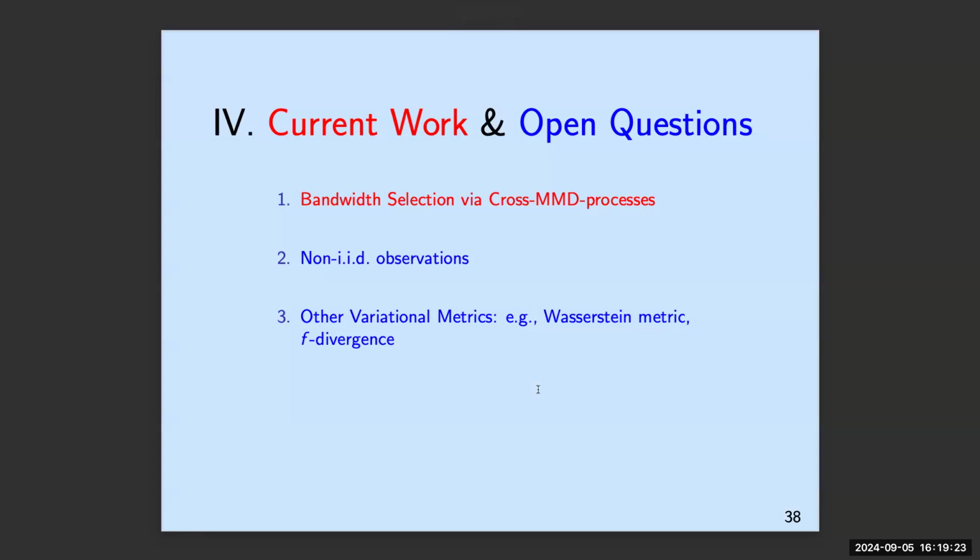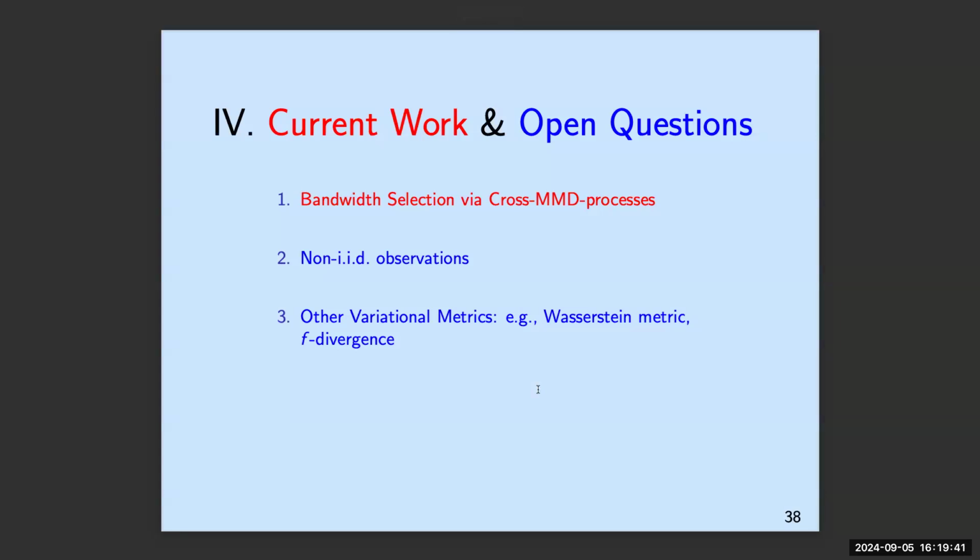One of the things that I did not talk about was the problem of kernel selection. I just said I want the kernel to be characteristic, but in practice, the performance of the test does depend a lot on, for example, the scale parameter. So I will talk a bit about how we can choose the scale parameter in the next couple of slides.